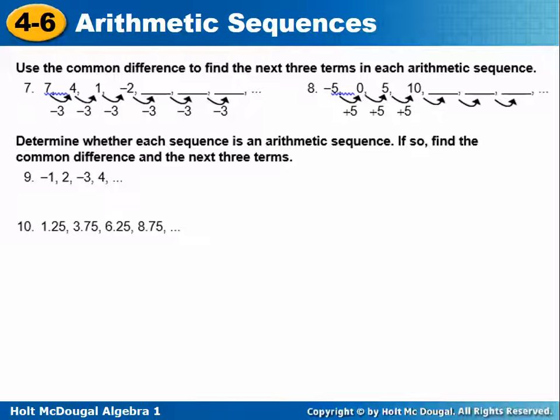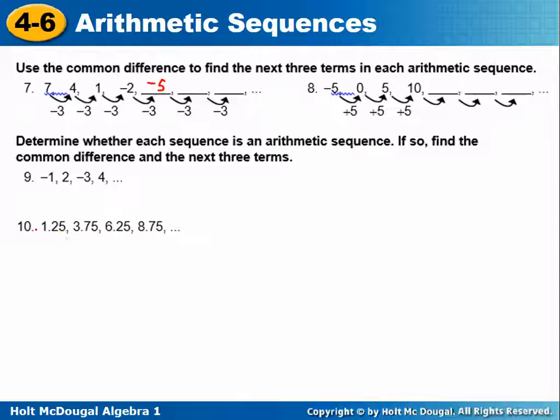Here are some problems from your assignment that are very similar to what we just did. Now, the first two, 7 and 8, already have the common difference found, so you just need to keep that pattern up. Notice that in 7, we're adding -3 each time. So I'm just going to do one of them. If you take -2 minus 3, you get -5. And then you go -5 minus 3. So you're going to be going more and more negative.